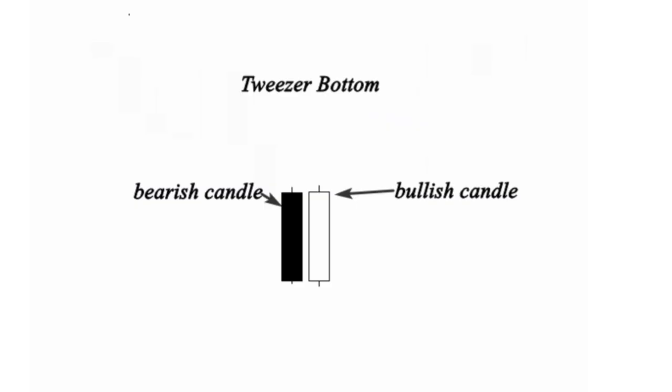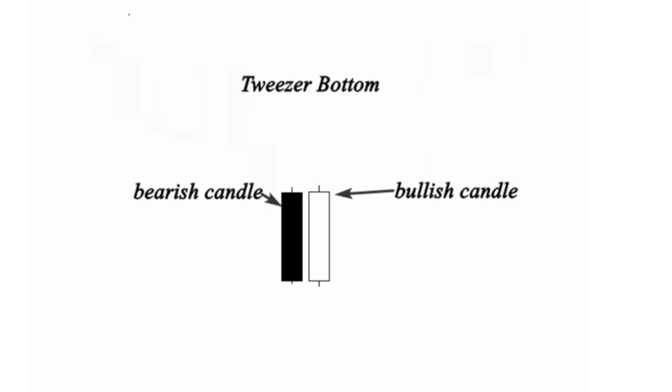Now let's look at tweezer. So first of all, we are going to start with tweezer bottom. So as you can see, we have a black and we also have a white candle here. Don't be afraid. The black candle is also the red candle, which is the falling market, while the white candle here is the green candle, which is the rising market.